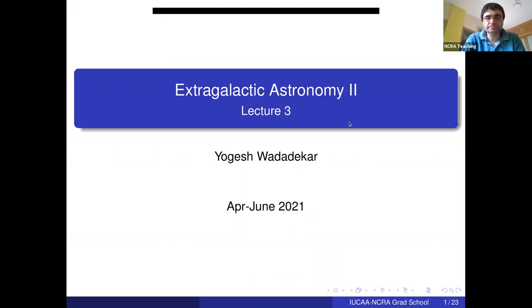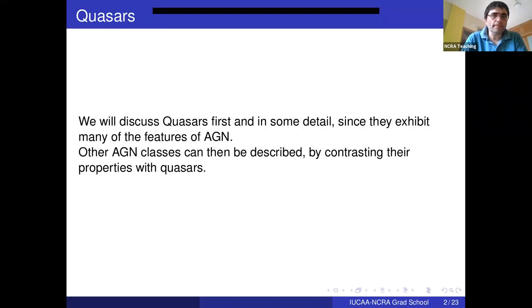So this is lecture 3. In this lecture, we will primarily focus on the properties of quasars. We will discuss quasars first and in some detail, and the reason for that is that they exhibit many of the properties of AGN. After that, when we study other classes of AGN, such as Seyfert galaxies or radio galaxies, we will just compare and contrast their properties with quasars. And then you'll be able to understand them quite better.